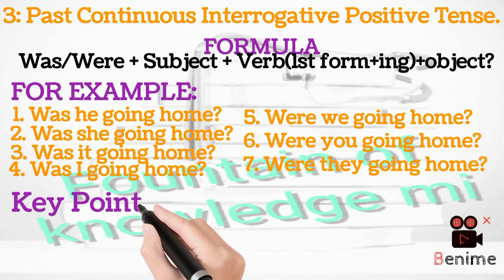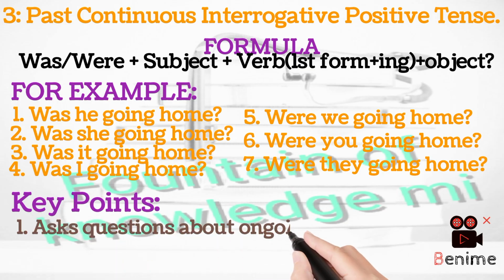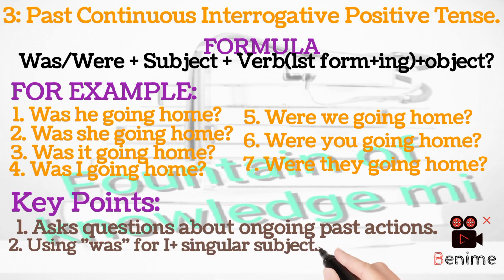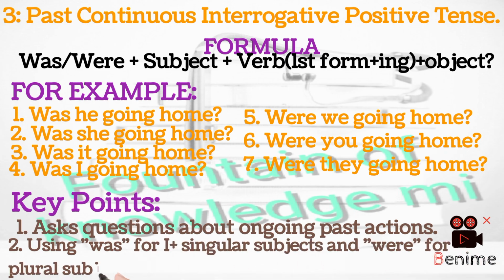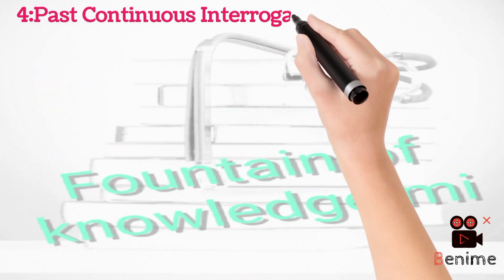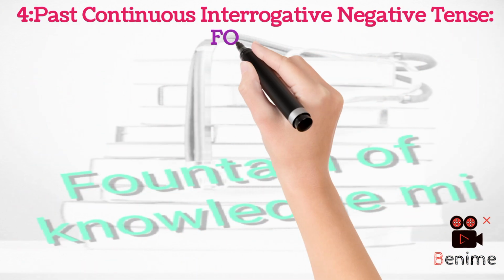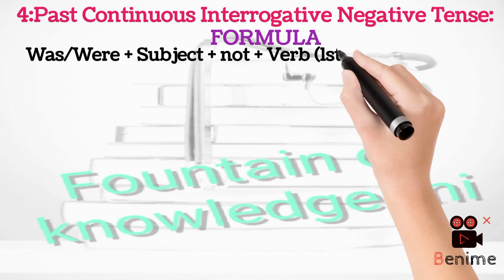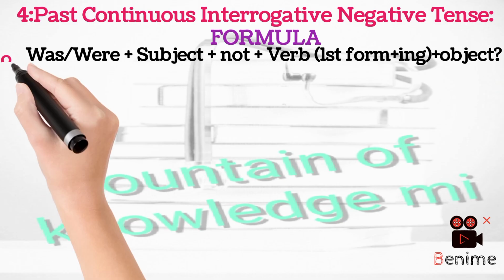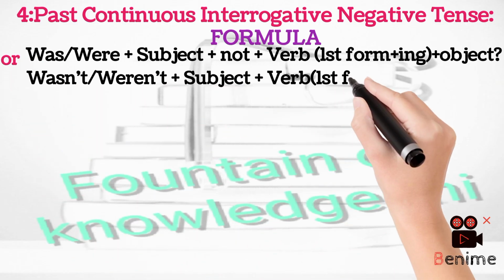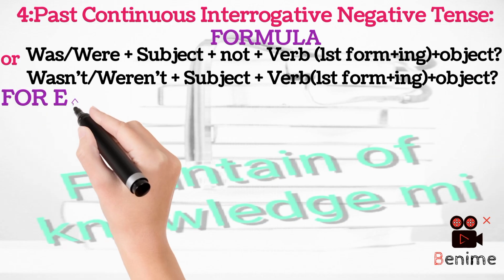Key points. 1. Asks questions about ongoing past actions. 2. Using was for I plus singular subjects and were for plural subjects. 4. Past continuous interrogative negative tense. Formula. Was were plus subject plus not plus verb first form plus ing plus object. Or, wasn't weren't plus subject plus verb first form plus ing plus object.